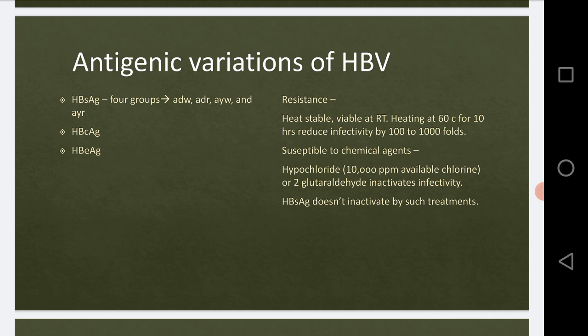From each pair, only one member, that is one member from D/Y and one member from W/R, will be present at a time. In a single time only one component can be present, and therefore four combinations are possible, so four major antigenic subtypes of this HBs antigen can develop. They are adw, adr, ayw and ayr.